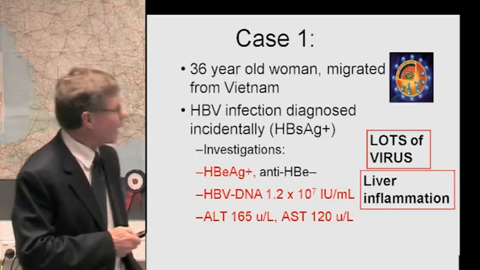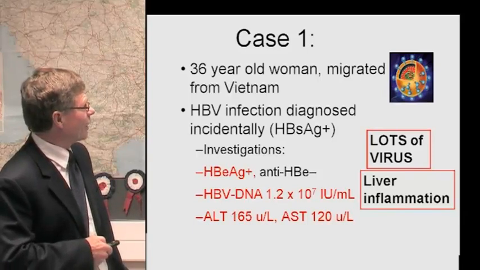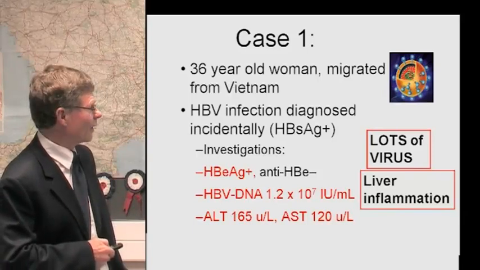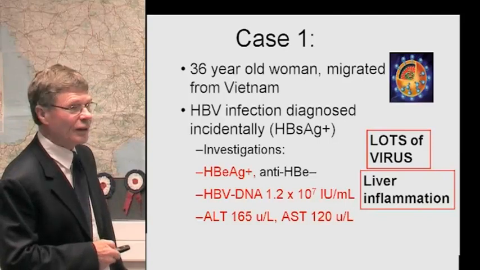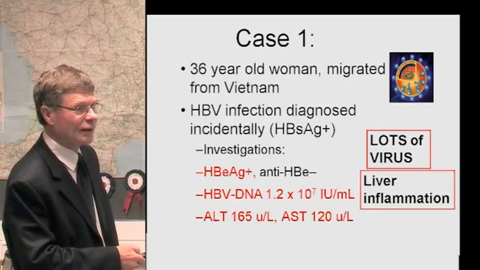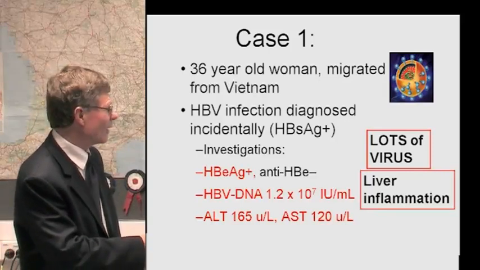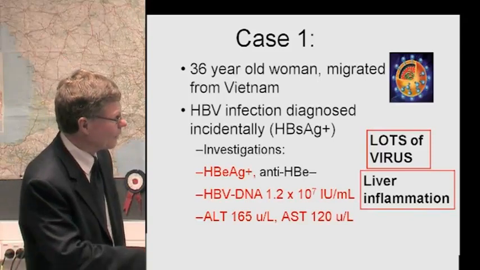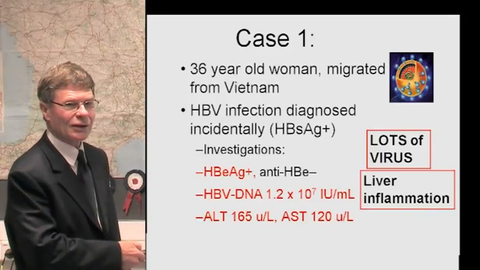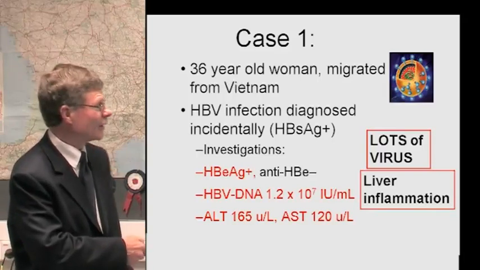So, first case, 36-year-old from Vietnam, e antigen positive, but no e antibodies, haven't seroconverted. The DNA is high. So if you're e antigen positive, you're replicating and you'll have a high DNA. But look here, you've got high transaminase enzymes. So here's the danger signs of the patient that we need to see.